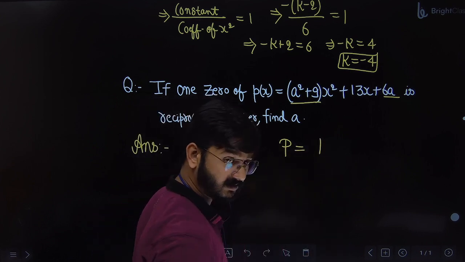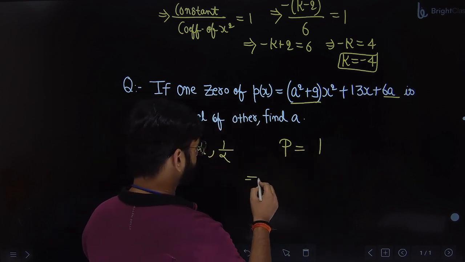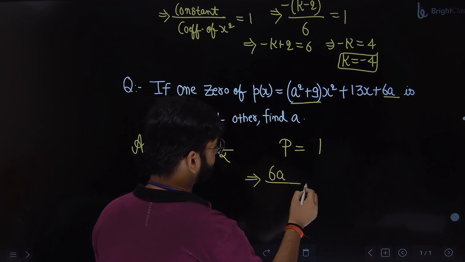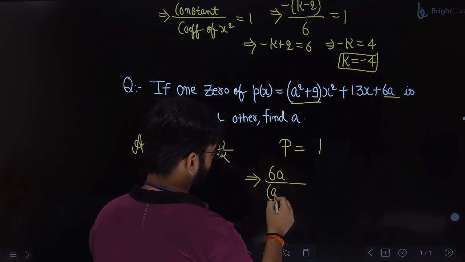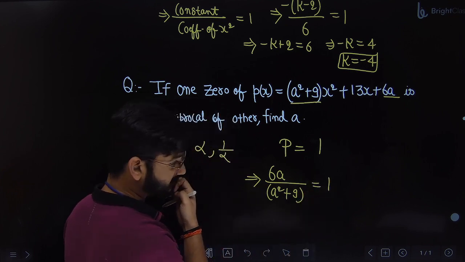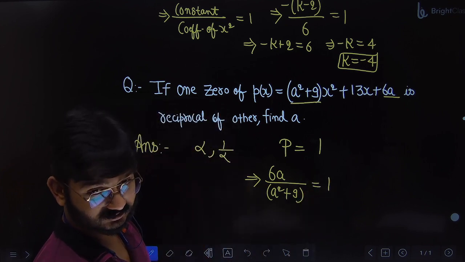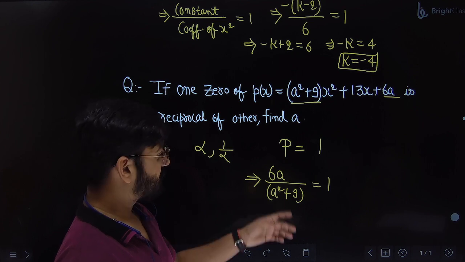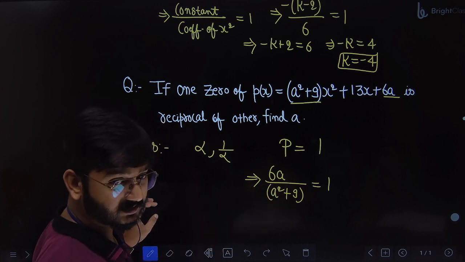So the product will be 1. So what is the product? Constant term divided by the coefficient of x square. You can solve this by hit and trial also. 6 3s are 18, 9 plus 9 is 18. A is 3.